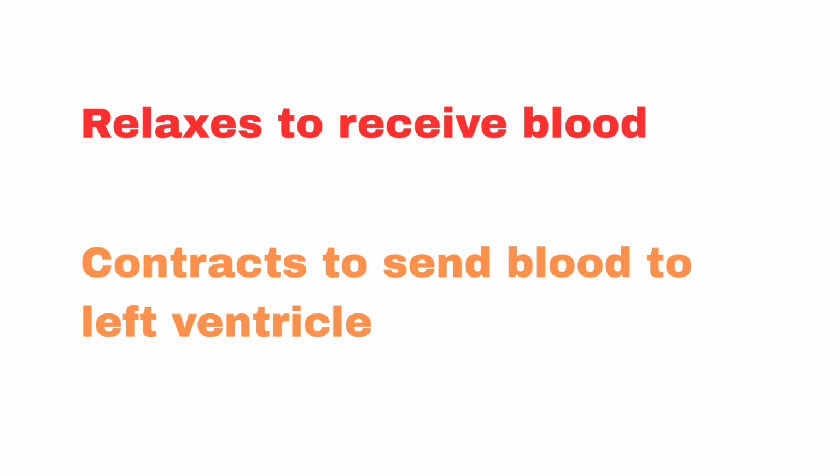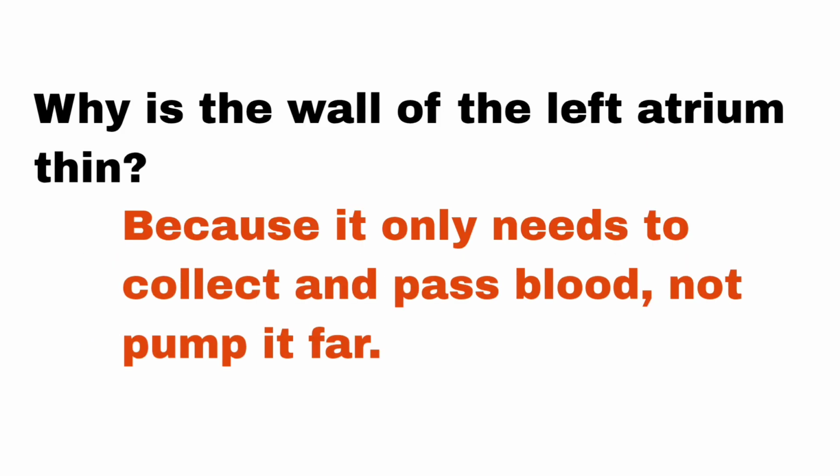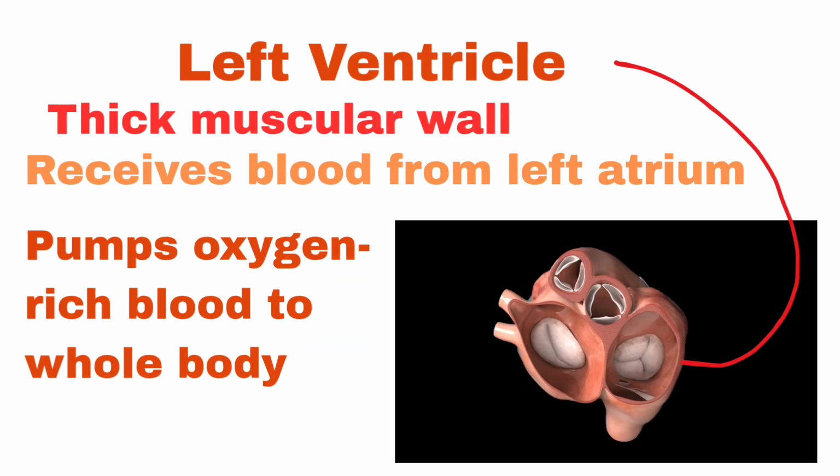So which chamber first receives oxygenated blood from the lungs? The left atrium. And what happens when the left atrium contracts? It transfers blood to the left ventricle. Then why is the wall of the left atrium thin? The wall of the left atrium is thin because it only needs to collect and pass blood to the next chamber, not pump it far.